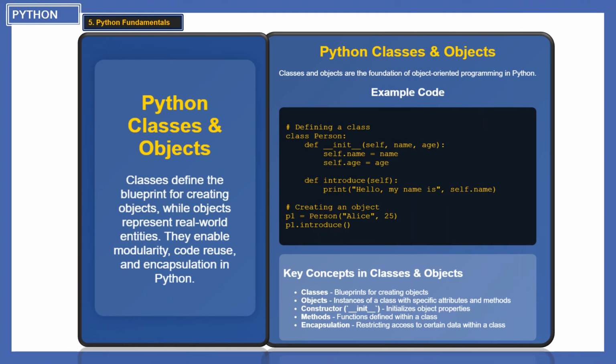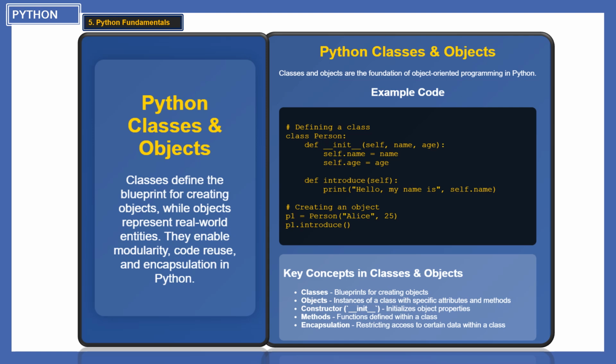Python classes and objects. Classes and objects are the foundation of object-oriented programming in Python. They allow data and behavior to be grouped together in a structured way. Classes. A class is a blueprint for creating objects. It defines properties and behaviors that the objects will have. Objects. An object is an instance of a class. Each object has its own attributes and can perform specific actions using methods defined in the class.